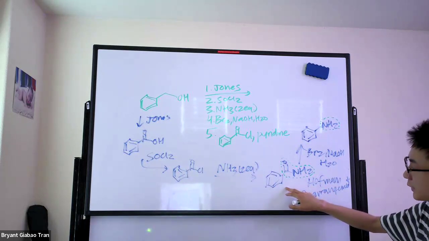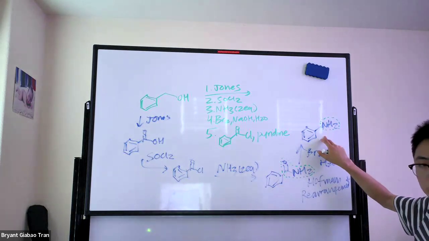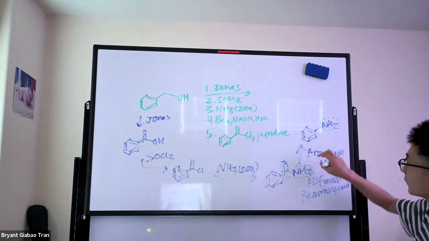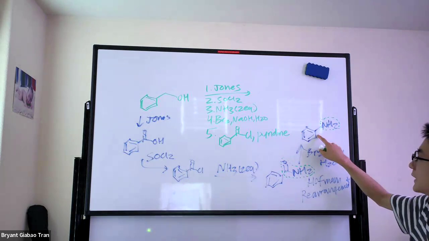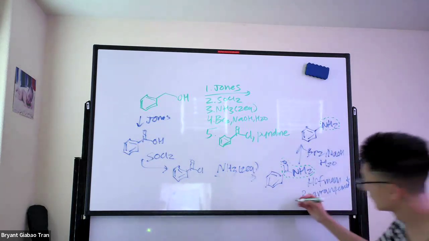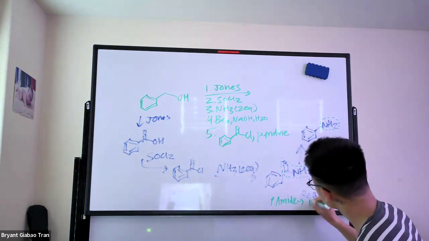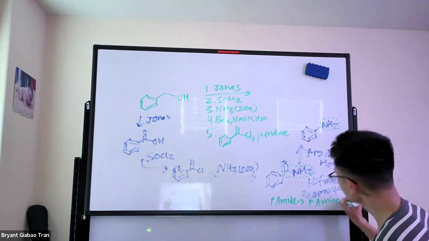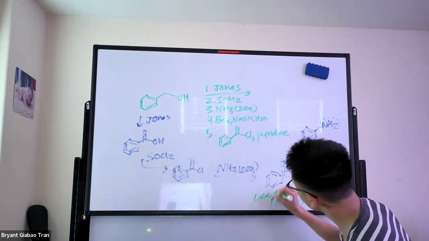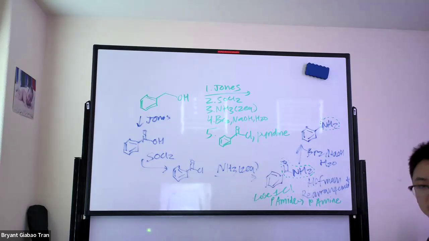This material here had 7 carbons: 1, 2, 3, 4, 5, 6, 7. But once we did Hofmann rearrangement, we got rid of 1 carbon. We only have 1, 2, 3, 4, 5, 6 carbons now. So Hofmann rearrangement will turn a primary amide into a primary amine and lose 1 carbon in the process. And it only works with primary amides? Yep, it only works with primary amides.